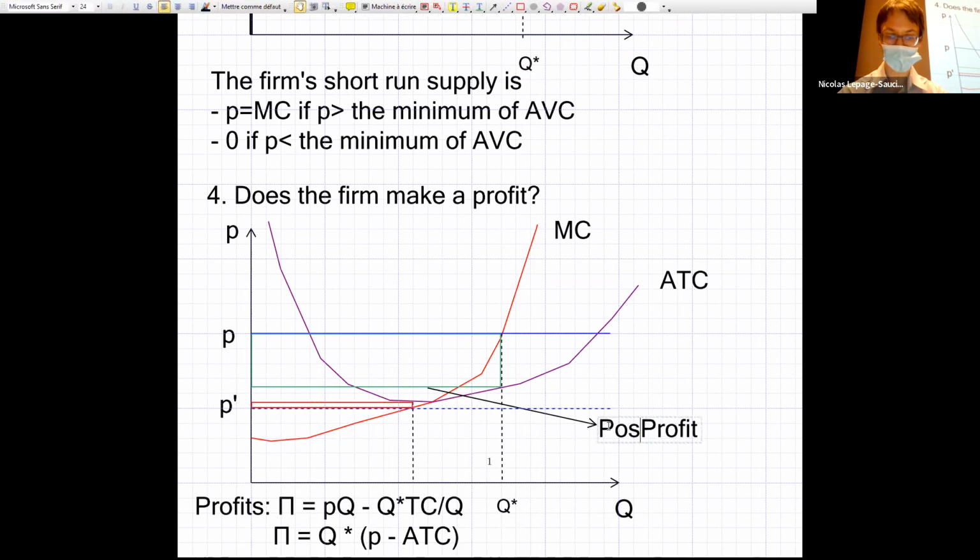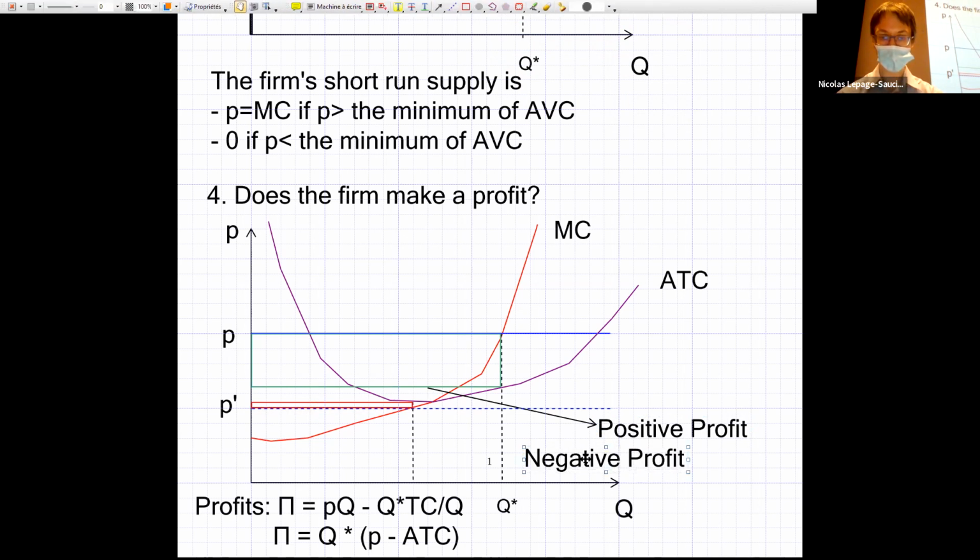Positive profit. Negative profits. What's the lowest profit that the firm could have?